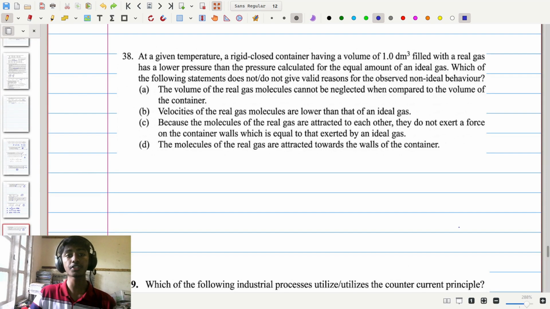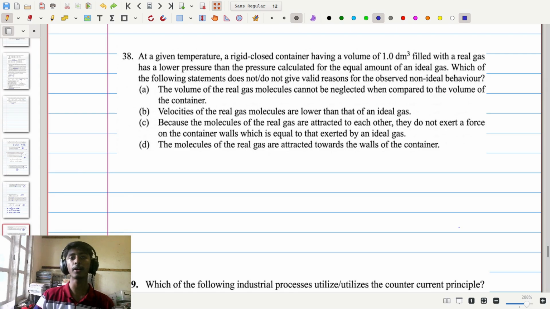Next, if we consider question 38, it says at a given temperature, a rigid closed container having a volume of 1 decimeter cubed filled with a real gas has a lower pressure than the pressure calculated for an equal amount of an ideal gas. Given this, they ask us which of the following statements does not or do not give valid reasons for the observed non-ideal behavior. Now looking at statement A, it says the volume of the real gas molecules cannot be neglected when compared to the volume of the container.